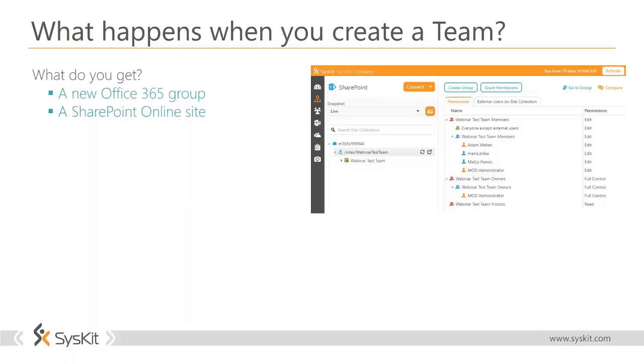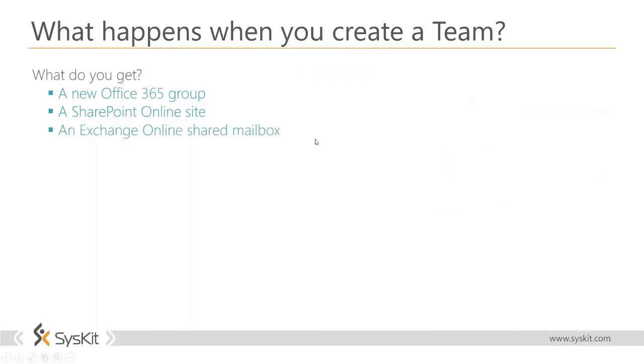And remember, when I created the team, I selected public, so anyone can join it. This is why you can see everyone except external users here. This is how SharePoint allows anyone from your company to access the files that are stored in SharePoint that belong to this team. The next thing that you get is an Exchange Online shared mailbox. It's pretty much a standard mailbox that you get with any Office 365 group. And you get other stuff like OneNote and integration with Planner, Power BI. You can add your own apps and so on.